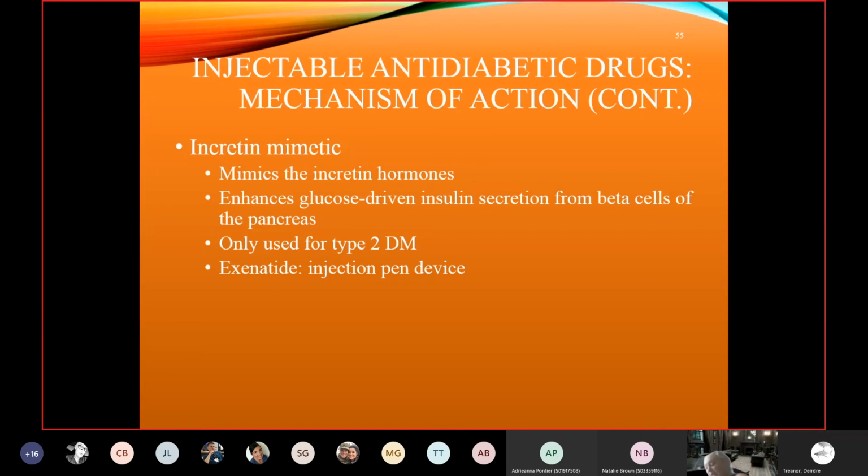Contraindicated, of course, in anyone who's hypersensitive to the medication, family history of medullary thyroid cancer, and patients with multiple endocrine neoplasia. I feel like a commercial.